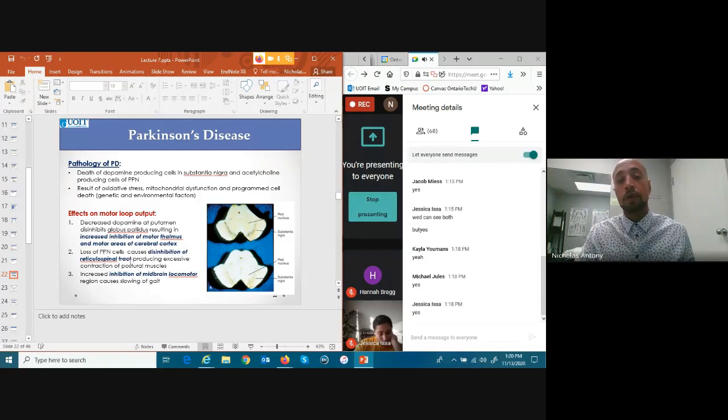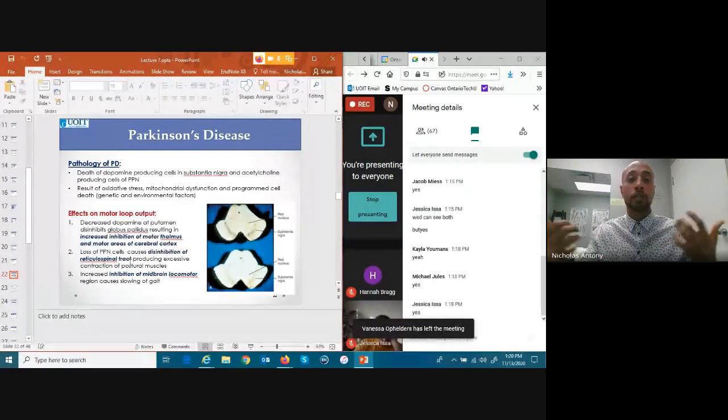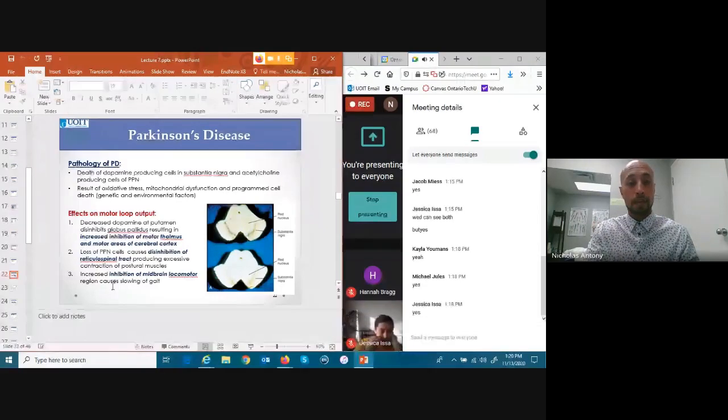So we'll see on the diagram, but what that does is that loop is broken, and so we don't have an inhibition of the nucleus that's inhibiting the reticulospinal tract. So what happens is that we have an upregulation or stiffness of the muscles. That causes the rigidity. And then based on the output problem again, we get an increased inhibition of the midbrain locomotor region, which leads to the walking problems.